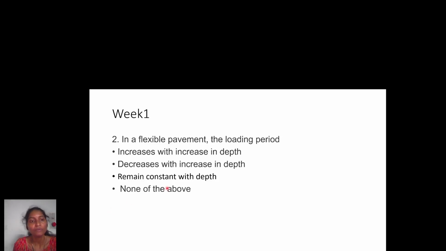As the load will be distributed to the wide area, so with the increase in depth, does the loading pressure increase, decrease, or remain constant? So as you are moving from top to bottom, the loading pressure decreases with increase in depth. You can see the first option.